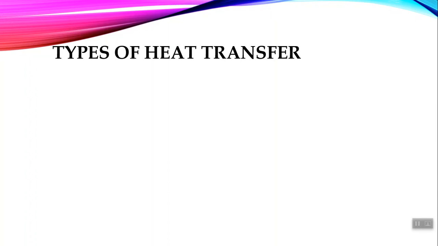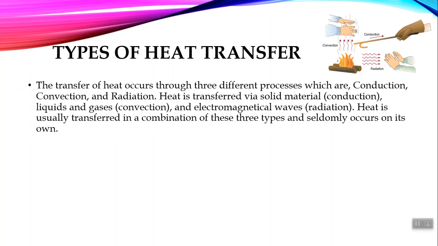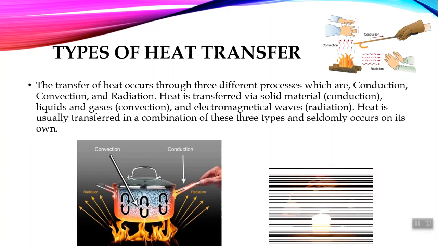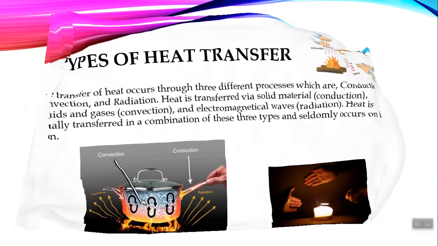Next, we are going to discuss the different types of heat transfers. The transfer of heat occurs through three different processes, which are conduction, convection, and radiation. Heat is transferred via solid material, that is conduction, liquids and gases, that is convection, and electromagnetic waves, which is radiation. Heat is usually transferred in a combination of these three types and seldom occurs on its own.